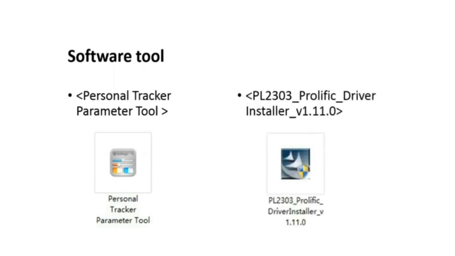Software tool. Download personal tracker parameter tool on your computer. Install the driver on your computer. If your computer already installed the driver, skip this step.